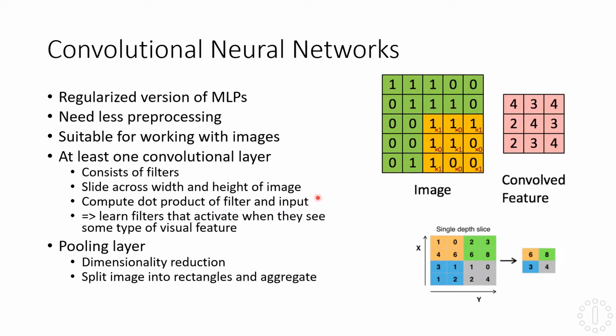What this does, in effect, is that it helps the network learn filters that will then activate when they see some type of visual feature. For example, this filter can recognize edges or certain other features of an image, and then activate accordingly. So here we can see on this image what this looks like.